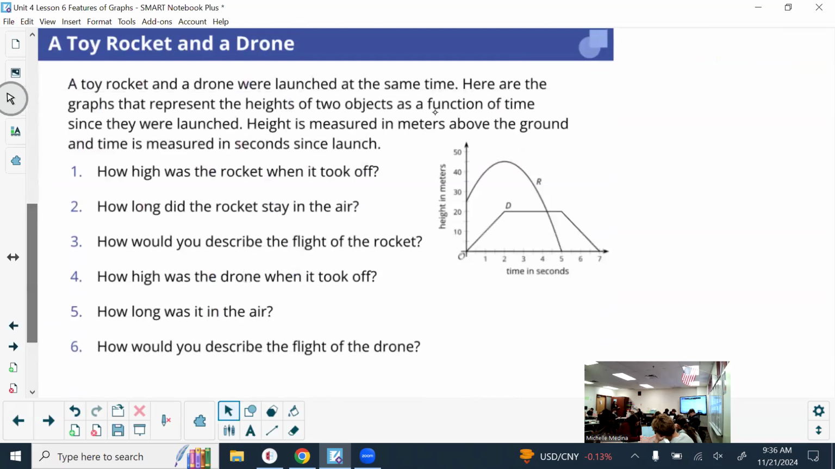All right, next activity. A toy rocket and drone were launched at the same time. Here are the graphs that represent the heights of 2 objects as a function of time since they were launched. Height is measured in meters above the ground and time is measured in seconds since launch. You're going to answer all of these questions about what you see here.